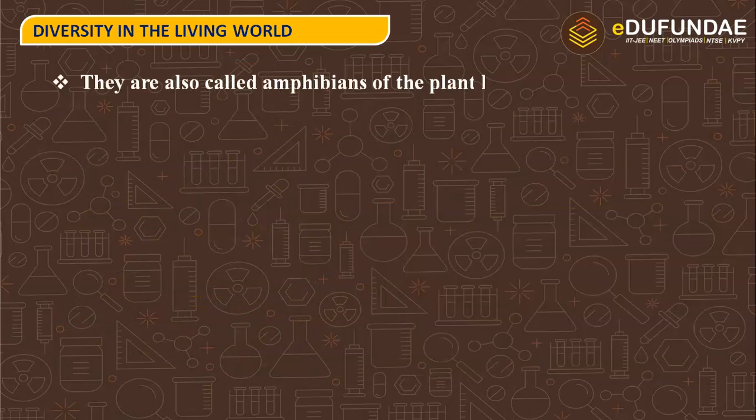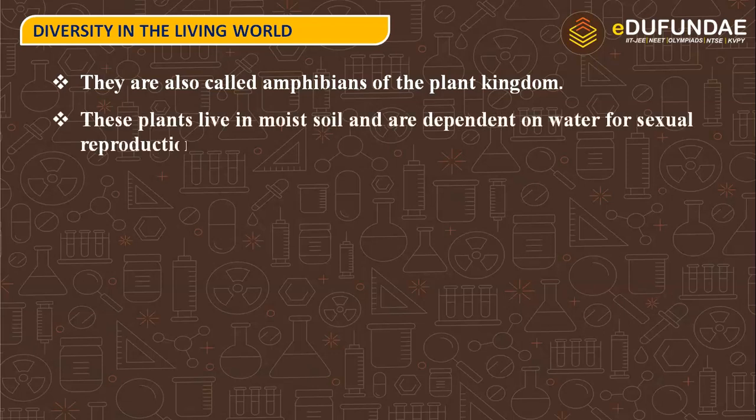Further we see that they are also called the amphibians of the plant kingdom. What do we understand by an amphibian organism? One that lives on land as well as in water. So why do we call bryophytes amphibians? Because they require moisture for reproduction.